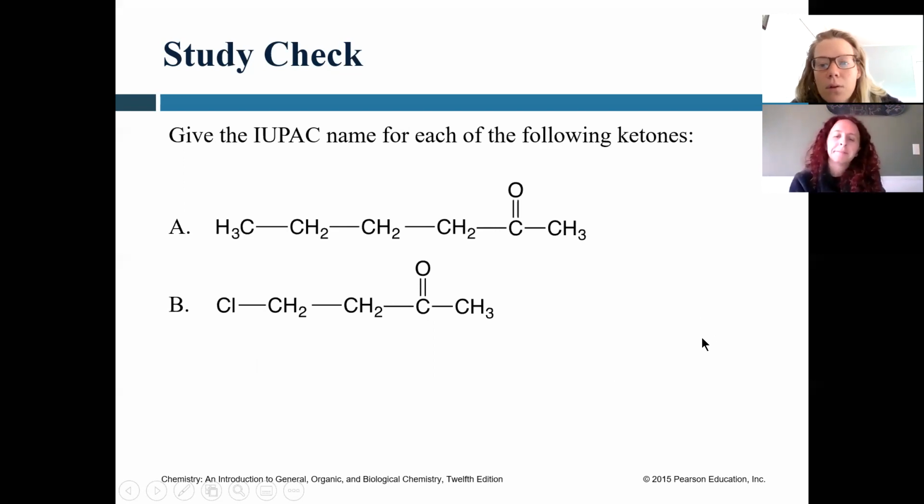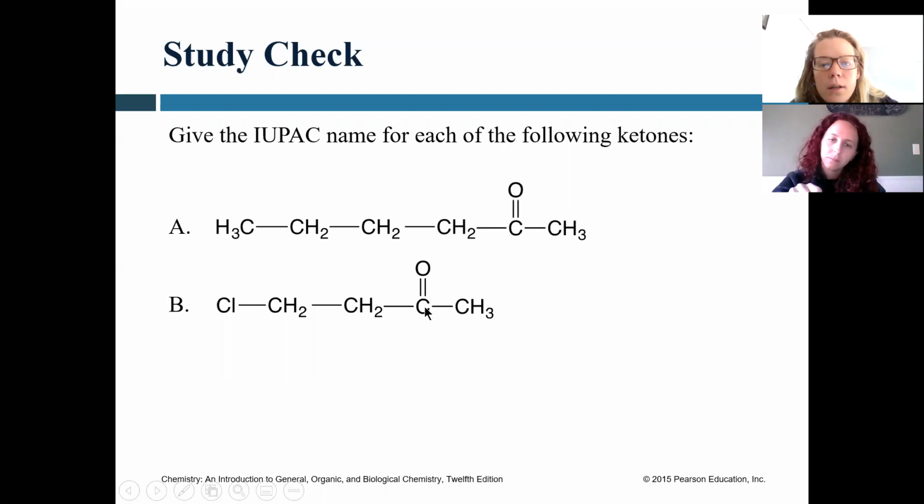Okay, so this top guy, there's a ketone. How long is the carbon chain? 1, 2, 3, 4, 5, 6. So hexanone, and the group is on the second, right? 1, 2, so 2-hexanone, no accessories, that's it.